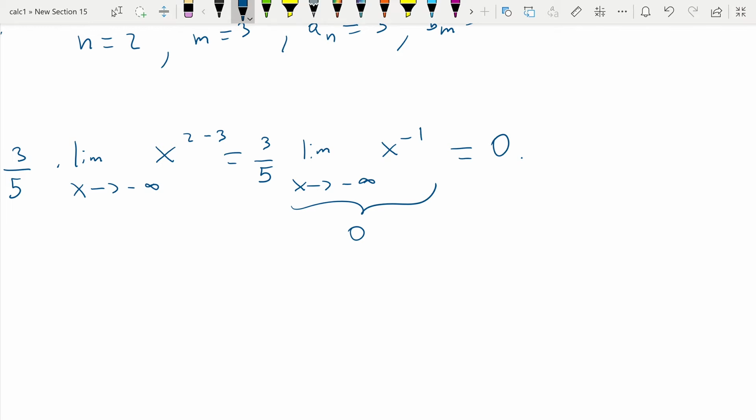So that basically sums it up as far as rational expressions go. But we'll see some adaptations.